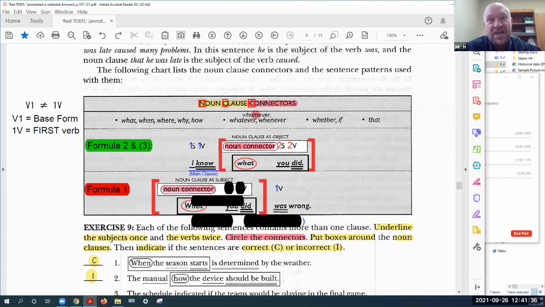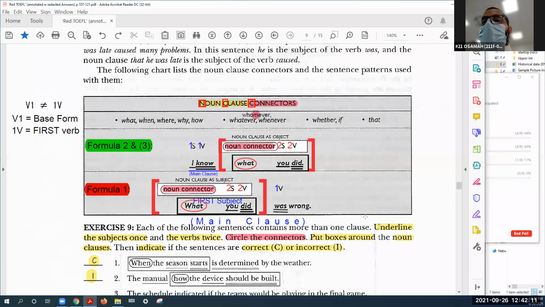Something was wrong. Now, where's the second subject? You. Second subject. You. Second verb? Did. So where is the first subject? What you did. Bingo. All of that is the first subject. Where is the main clause? Was wrong. The whole sentence is the main clause. All of it. You see?